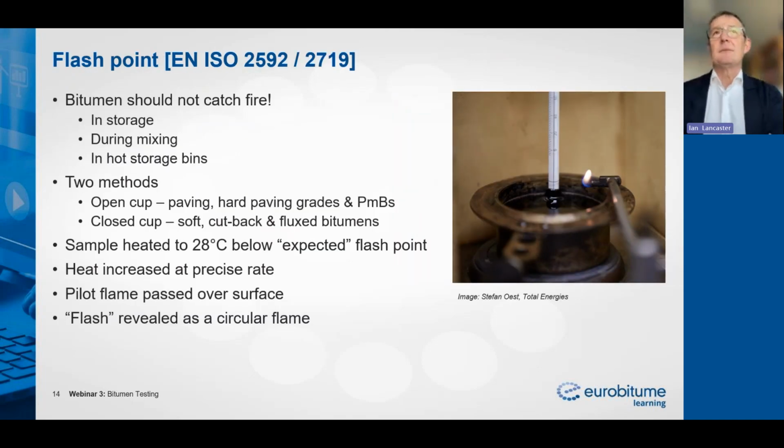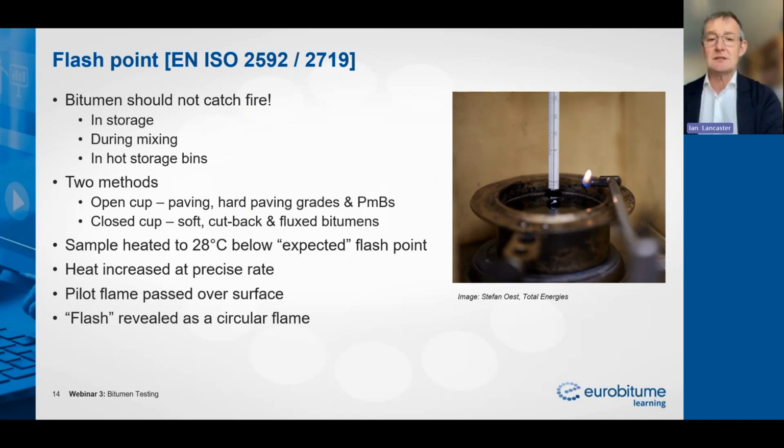Now, bitumen's a petroleum-based material, and we want to make sure that we handle it safely. One of the risks associated with bitumen, of course, is fire, because it's handled at elevated temperature. And we want to ensure that bitumen doesn't catch fire when it's in storage, during the process of producing an asphalt mixture, or in storage of that asphalt mixture in what we call hot storage bins. So we need to make sure that we have a means of understanding whether or not our bitumen is going to catch fire under those conditions.